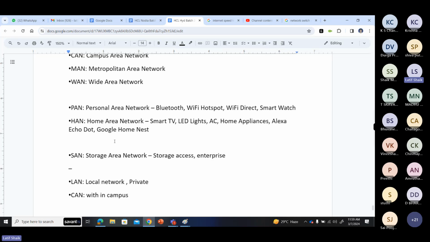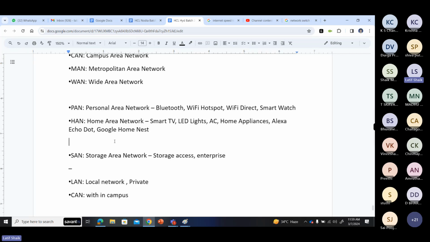There are many others, like BAN. And the next one, guys, is SAN, storage area network. Of course, people put that under area networks as well, but originally it is LAN, CAN, MAN, WAN.